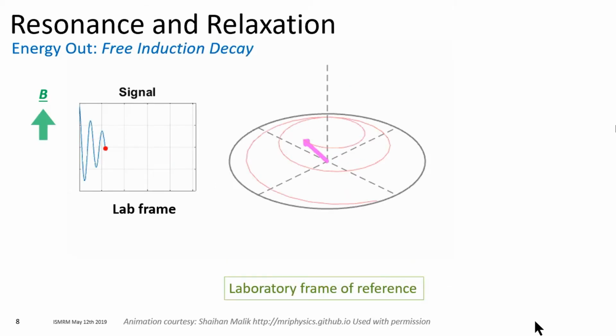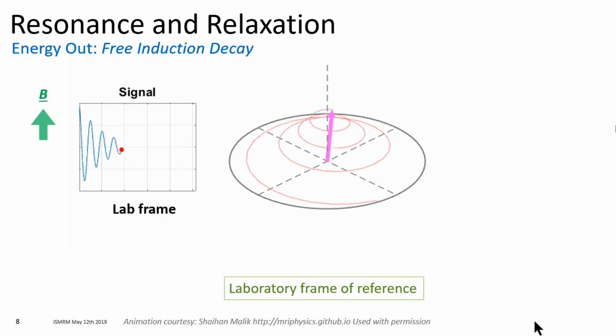But we'll go back into the laboratory frame of reference for a minute and see what happens when we turn the RF pulse off. And this is when we get a signal out. So we've put the energy in, now we're going to get a signal out. And this is when the FID occurs, because we see that the net magnetization relaxes back to the place it wants to be. That's the thermal equilibrium. But the way in which the net magnetization vector relaxes back differs from one tissue to another. And this is where we get our contrast from in MRI.